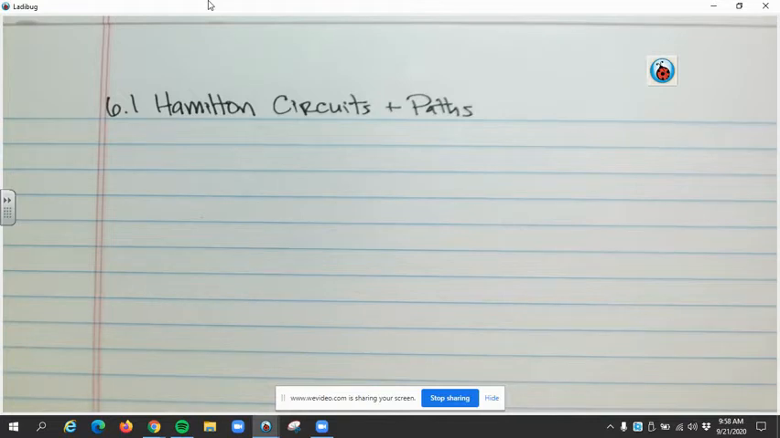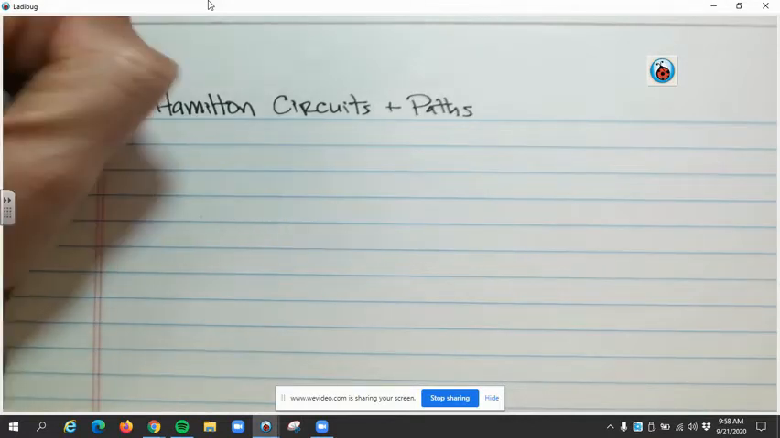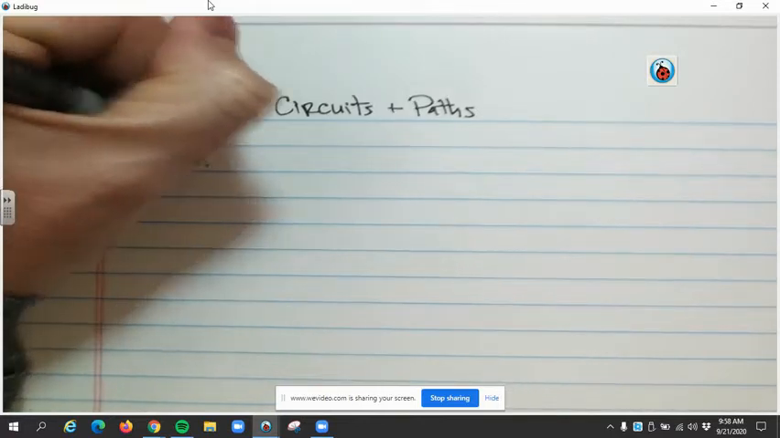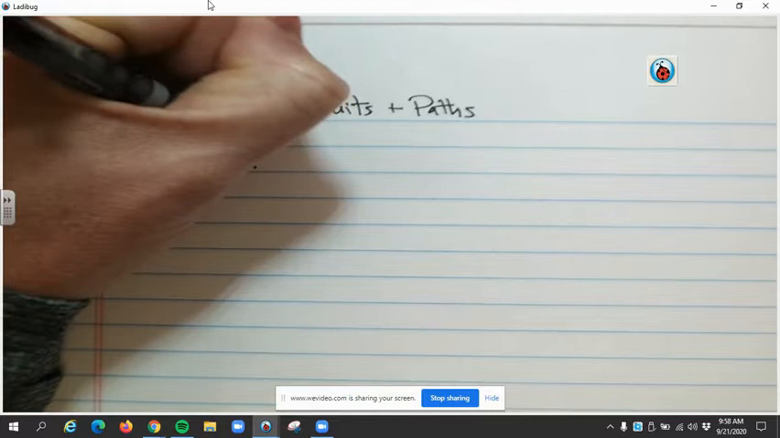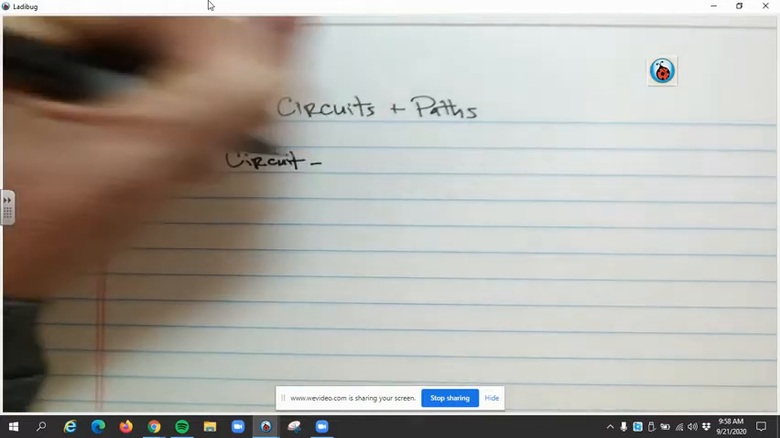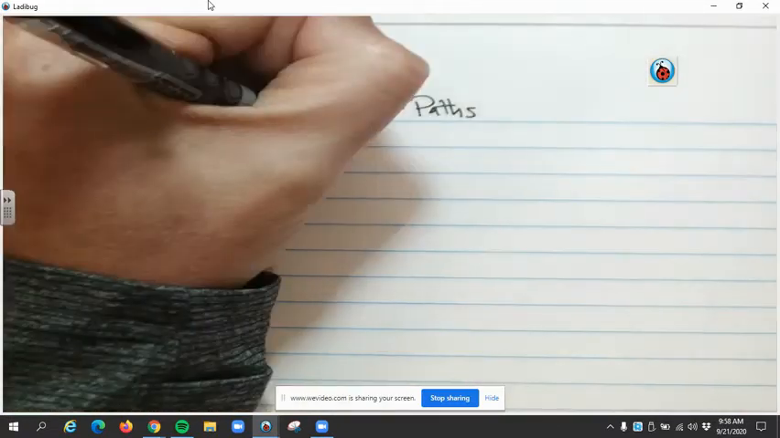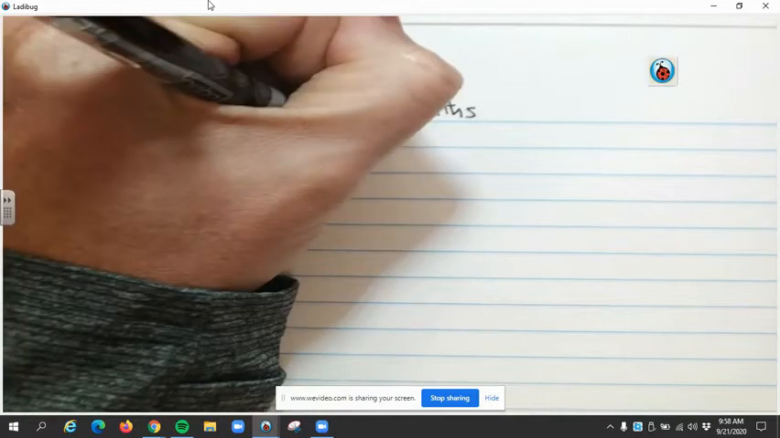The difference, though, is that there's a slight difference between what a Hamilton graph does and what an Euler graph does. Let's start by first writing down what a Hamilton circuit is. If you can write for me, Hamilton circuit. So a Hamilton circuit is a circuit, remember, a circuit that starts and ends in the exact same place.